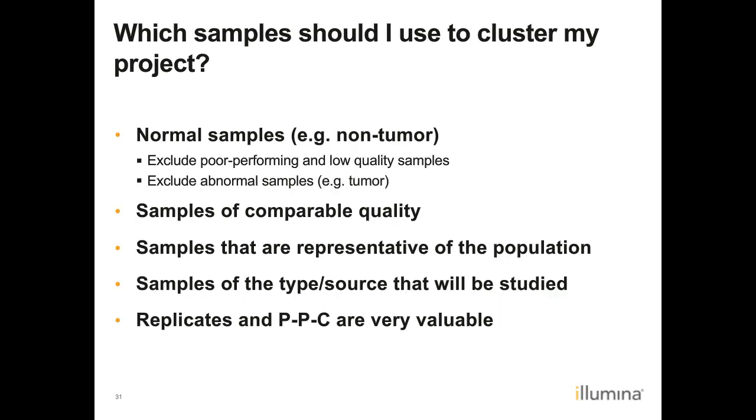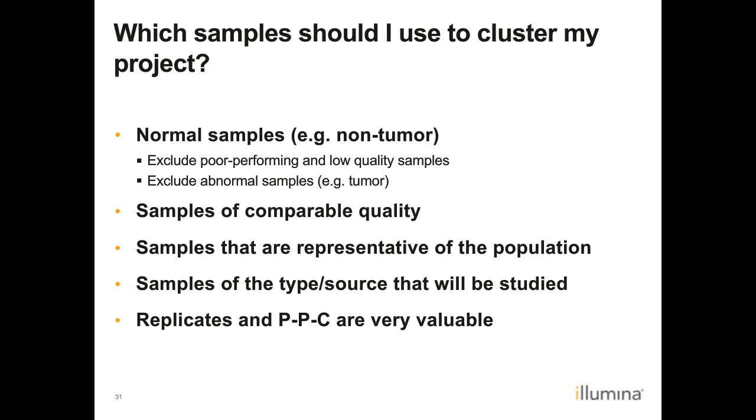And processing your samples and clustering on your data, what samples should you use? You should use normal samples. You should not analyze tumor samples, because what you're trying to do with clustering is establish the expected cluster positions. And you should establish those expected cluster positions based on normal samples. Abnormal samples are going to cluster differently, and you want to be able to visualize and detect those differences. So you should use normal samples.